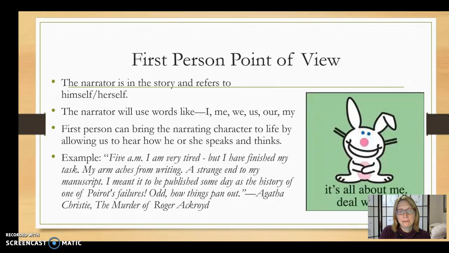It says, "5 a.m. I am very tired, but I have finished my task. My arm aches from writing. A strange end to my manuscript. I meant it to be published someday as the history of one of Poirot's failures. Odd how things pan out." So the use of the word I is a dead giveaway for first person narration.